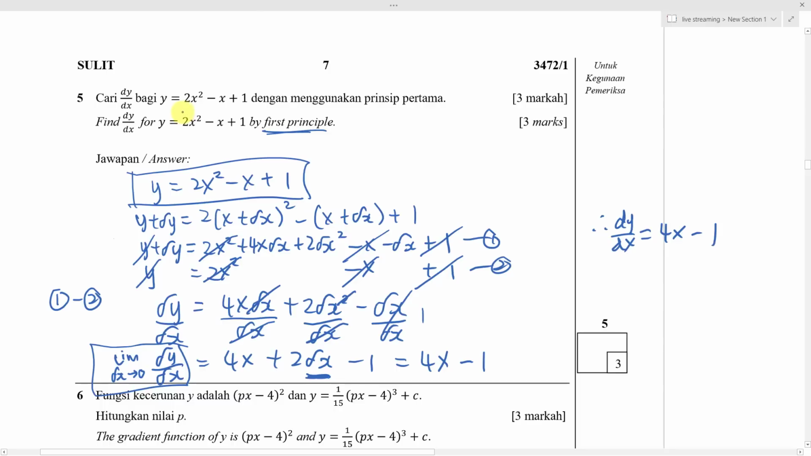Alright, you learn about differentiation, we will double check the answer. If you differentiate this one, dy dx here, you will get 4x minus 1, isn't it? So I'm pretty sure my answer is correct.